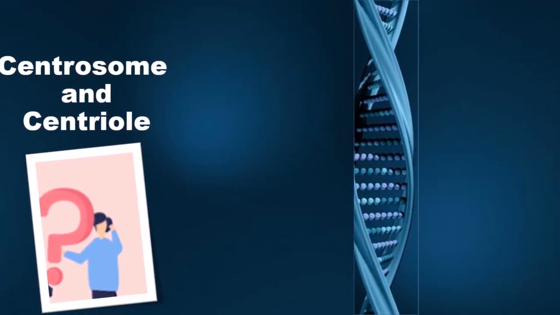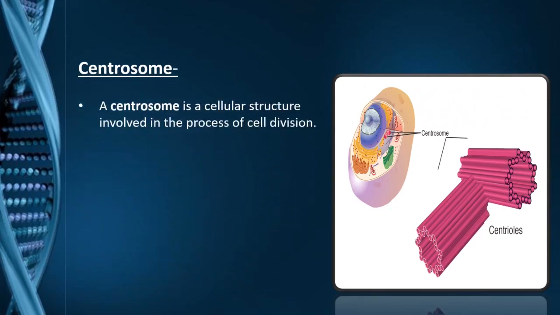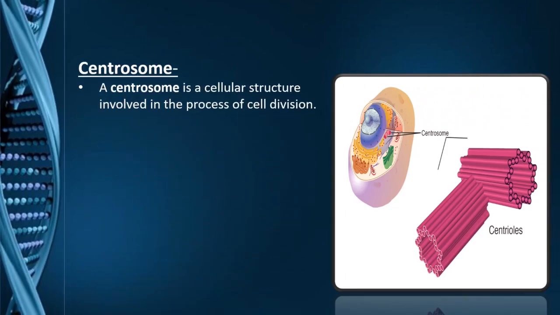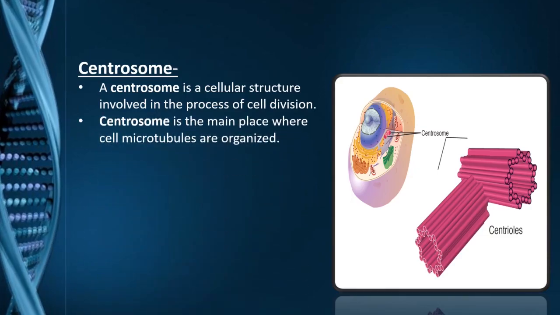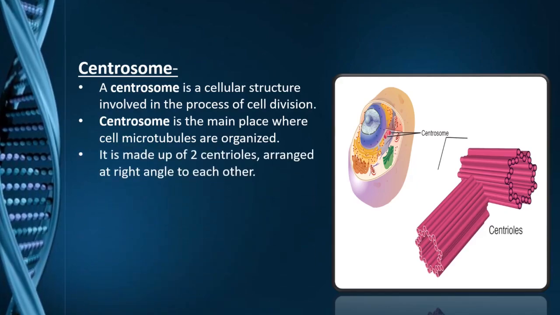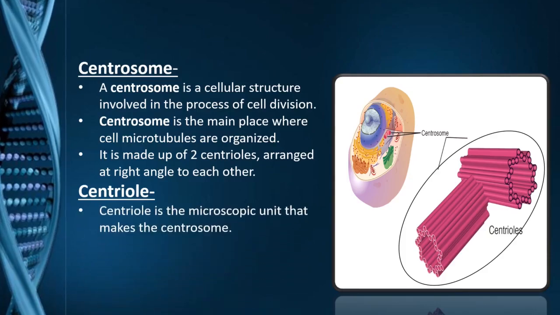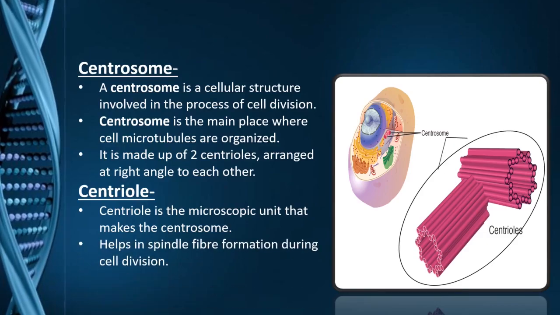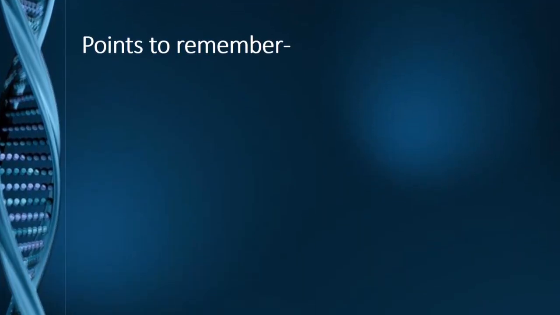Next, we will learn about centrosome and centriole. A centrosome is a cellular structure involved in the process of cell division. The centrosome is the main place where cell microtubules are organized. It is made up of two centrioles arranged at right angles to each other. A centriole is a microscopic unit that makes up the centrosome. It helps in spindle fiber formation during cell division. The centrioles are found in pairs, as you can see in this picture.